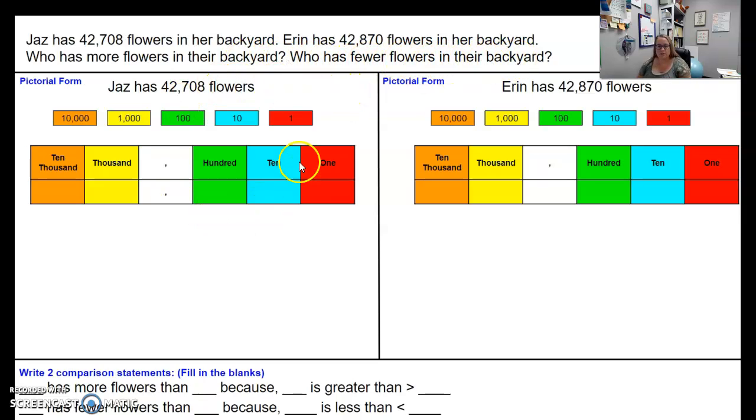So again, you're going to model Jazz's flowers on this side and Erin's flowers on this side. You're going to use your base 10 place value discs to help make that model. And then you're going to fill in the blank. You're going to tell me who has more flowers because what number is greater than what other number. And then who has fewer flowers than one thing because what number is less than another number.